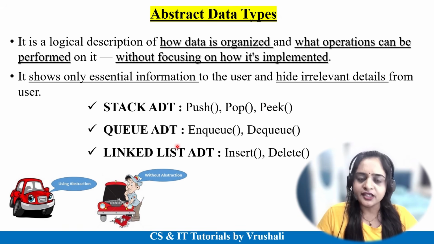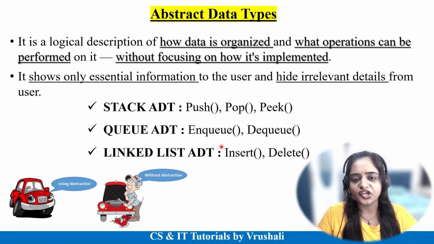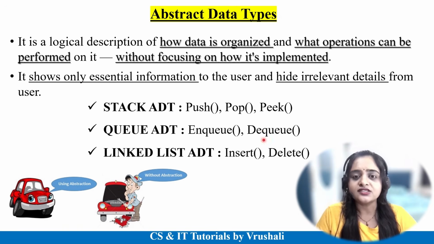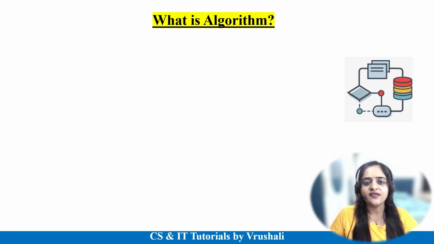Again, queue data structure has multiple operations like enqueue and dequeue. So these are the built-in functionalities. They by default perform the insertion and deletion. So this is called as abstract data types. It means you are directly using those functionalities. You don't know about their behind or backward work, right? So this is called as ADT, that is abstract data types.